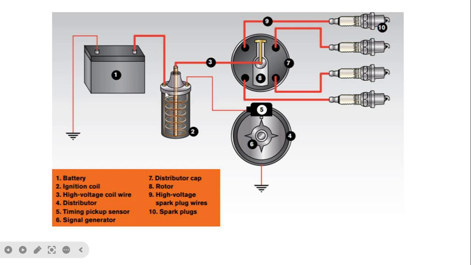Now if you see this construction properly, here is the primary coil, and inside that there is a secondary coil. In the primary coil there is a smaller number of turns of coil, and in the secondary coil there is a large number of turns of coil. It means when this 12 volt is passed, magnetic flux is created around this coil.